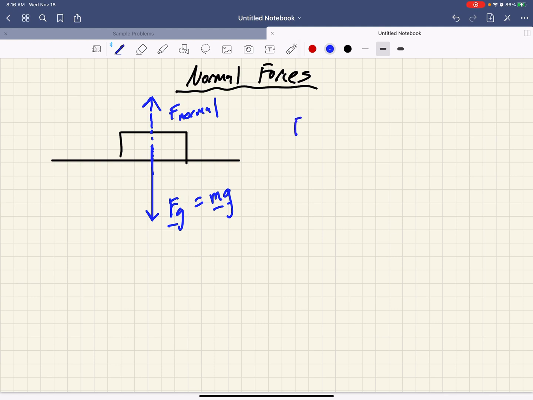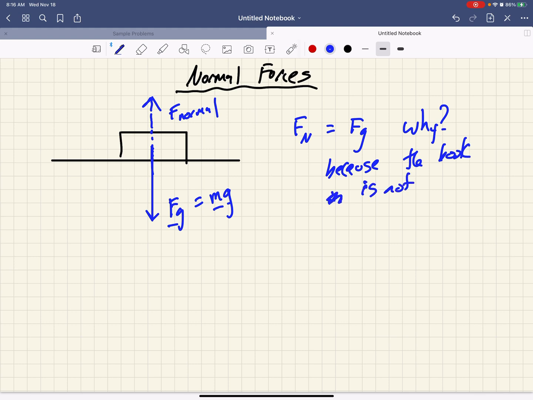Now, we know that the normal force has to be equal to the force of gravity. Why? Because the book is not accelerating up or down.